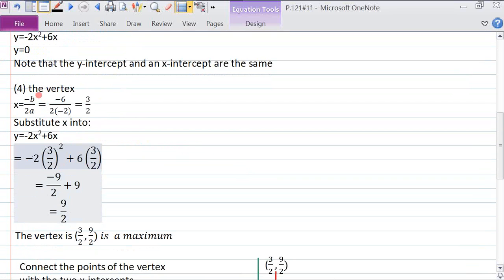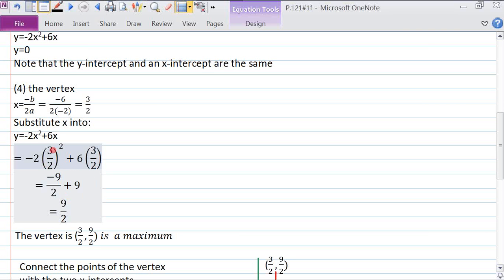Now, to get the vertex, we know we need the x value, which is the axis of symmetry, which we just calculated as 3 over 2. We're going to substitute this x value into the equation -2x squared plus 6x. So we get -2, and instead of x squared, we write 3 over 2 squared, plus 6x, and instead of x, we're going to write 3 over 2.